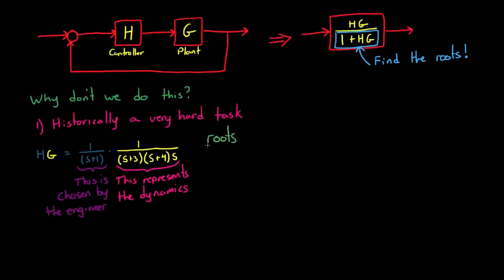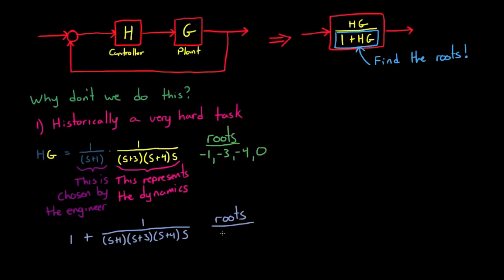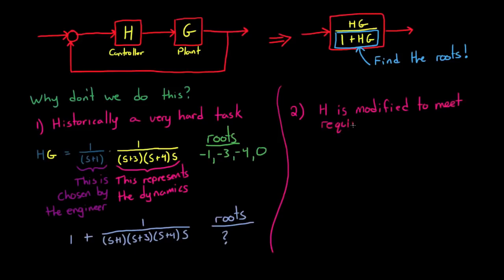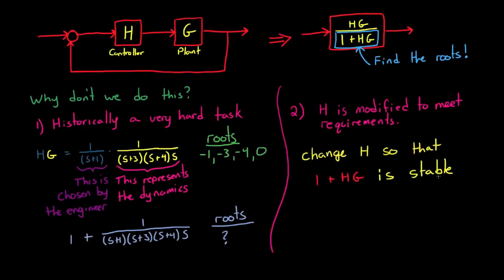You can see very easily in this example that the roots are at -1, -3, -4, and 0. And you know that this is a stable system. But once you add 1 to it, factoring this mess and trying to find the new roots becomes a huge problem. Not only that, but the second part of this answer is that even though the plant is usually fixed, the controller H is changing to meet design criteria. So when you're trying to design and tune your controller, you're left with this problem. How do I change my controller H so that 1 plus HG is a stable system? And not just stable, but that it also meets all of the desired stability margin and performance that is required.